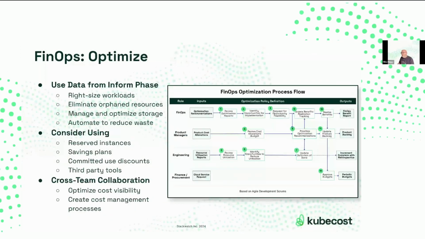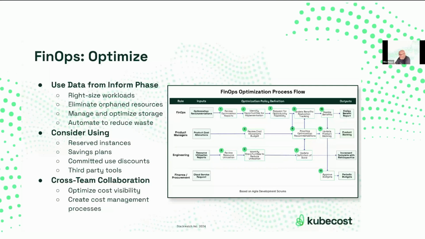So now that we understand where our costs are going, who's spending costs, and what teams are spending costs on what resources, now we want to understand how to optimize those resources. We're going to take what we have learned from the inform phase and use it to do things like right size our workloads. There are a number of tools available that we're going to dig into shortly that will help us towards the goal of right sizing workloads.